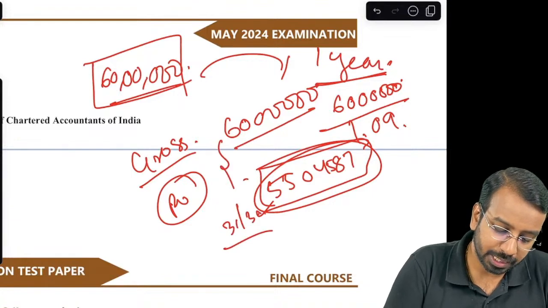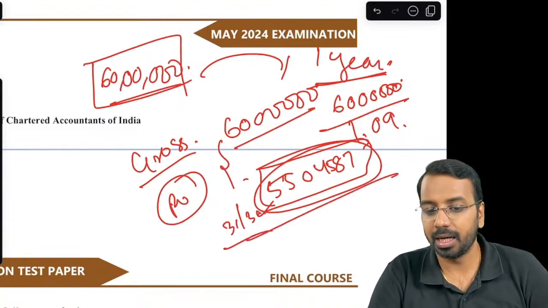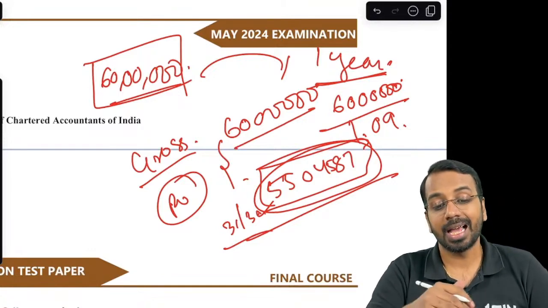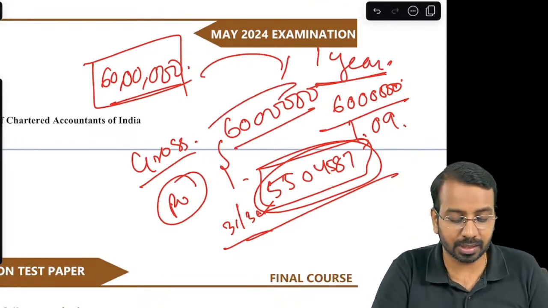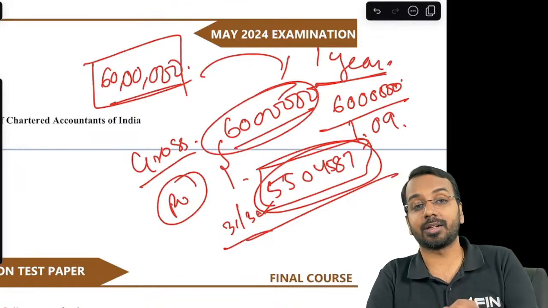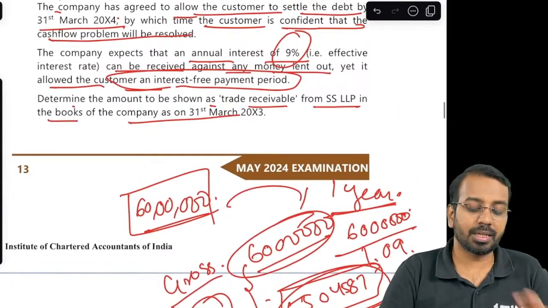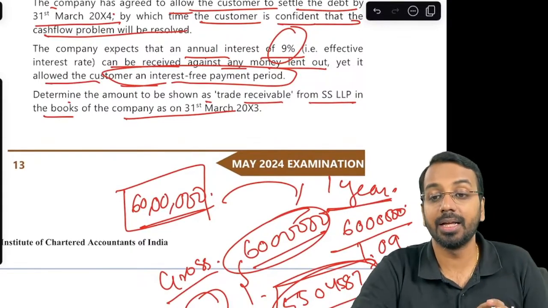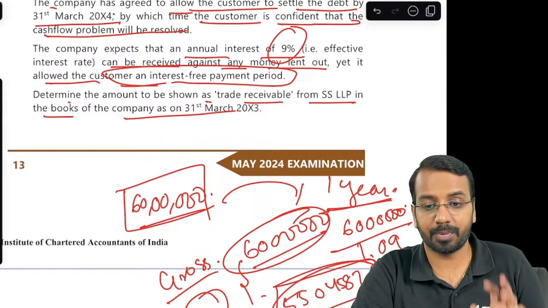What happens to the difference? This difference you will consider to be an impairment loss. Whatever the difference comes to, that is an impairment loss. And in the next year when you actually receive 60 lakhs, you will recognize an interest income. Basically, you are considering this to be an indirect way of financing. Okay.